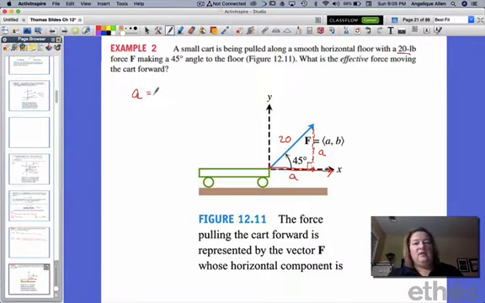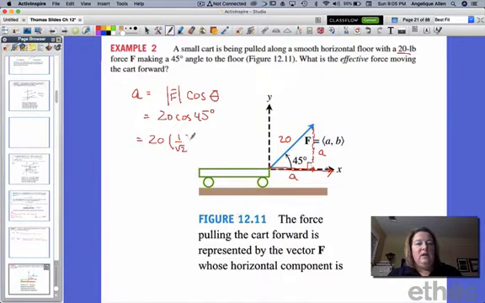So A is going to be the length of F times, and since it's vertical, we're going to do, oh no, they want the horizontal, excuse me. We're going to do the cosine of our angle down here, 45 degrees. So we've got the length of F is 20 times the cosine of 45 degrees. So we're going to have 20 times 1 over root 2, so 20 over root 2. And if you're really picky and you want to write this as 10 root 2, that's okay.